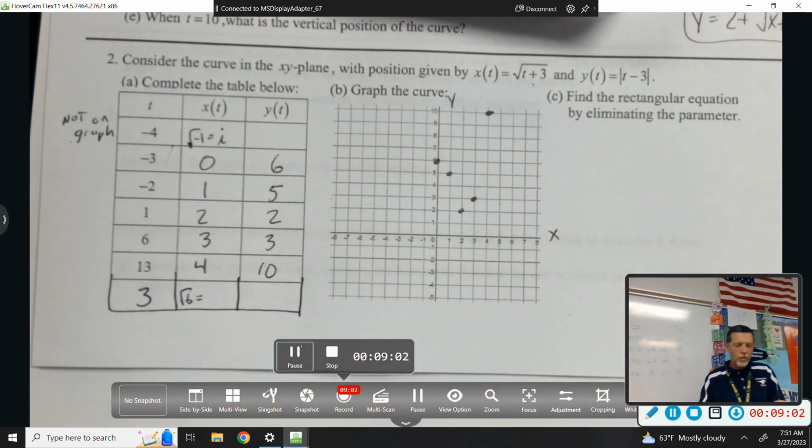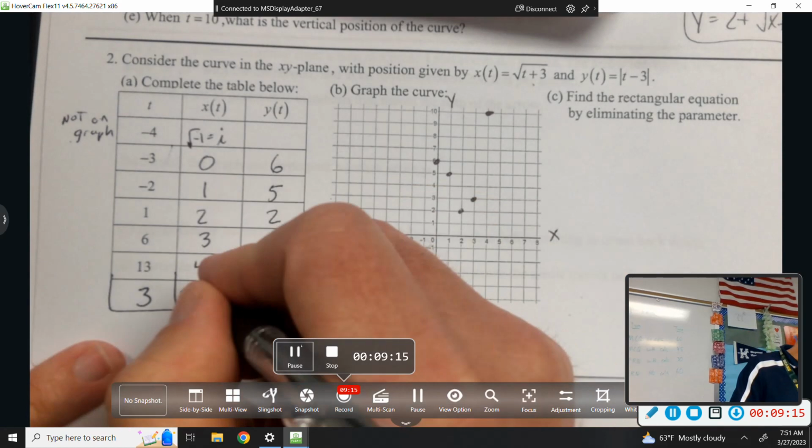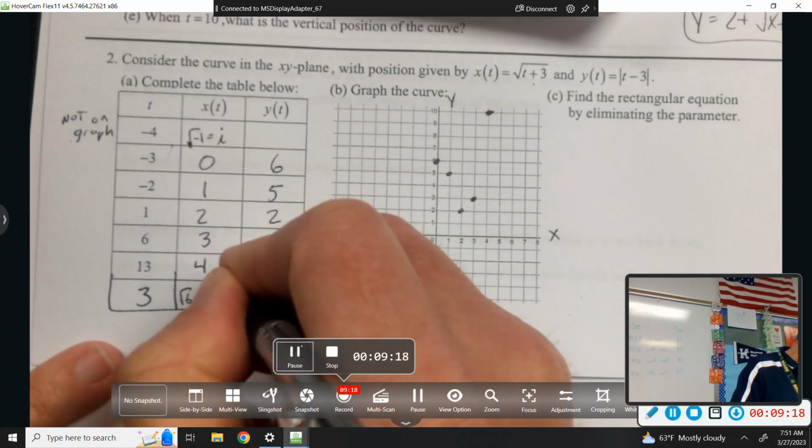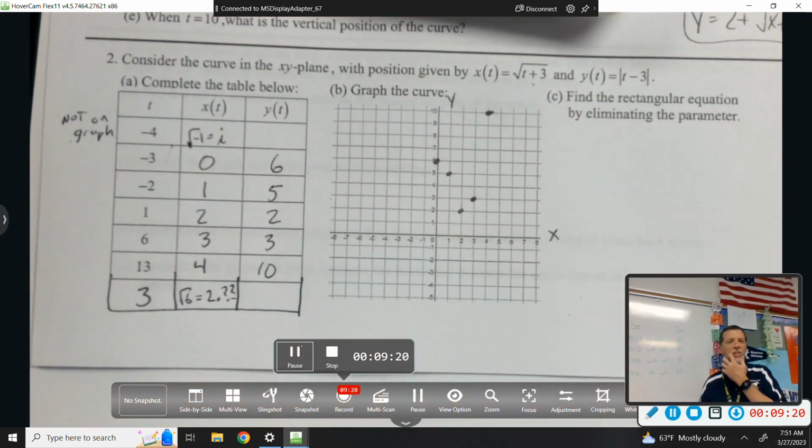What two integers is the square root of 6 between? You can at least give me that much. What two integers is the square root of 6 between? 2 and 3. So for our purposes, yeah, it's 2 point something. I don't know what the something is, but that'll be good enough for this graph.